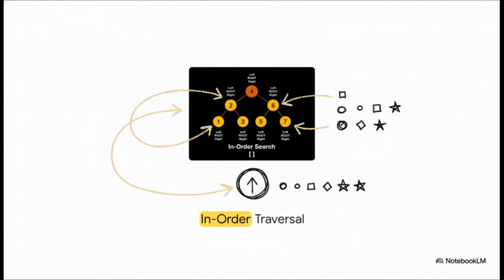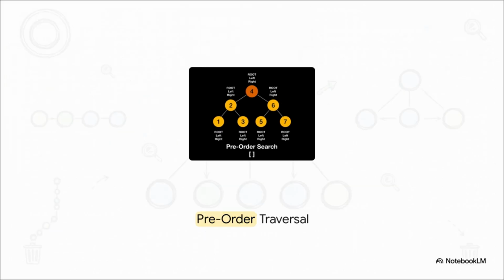Let's break down those depth-first flavors. An in-order traversal visits the left subtree first, then the root itself, then the right subtree. If you run this exact sequence on a binary search tree, something wonderful happens. It perfectly outputs the nodes in ascending, sorted numerical order. It's incredibly satisfying.